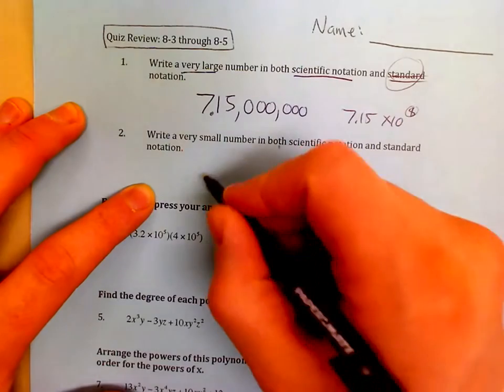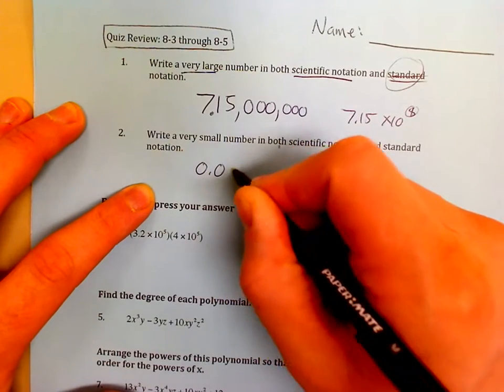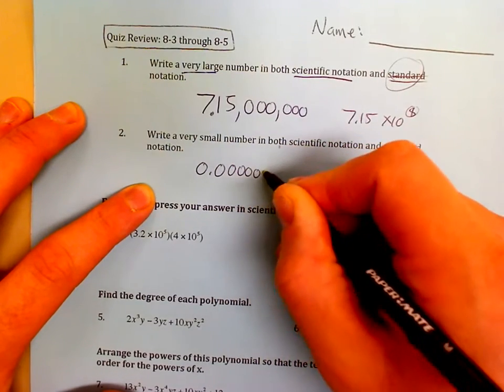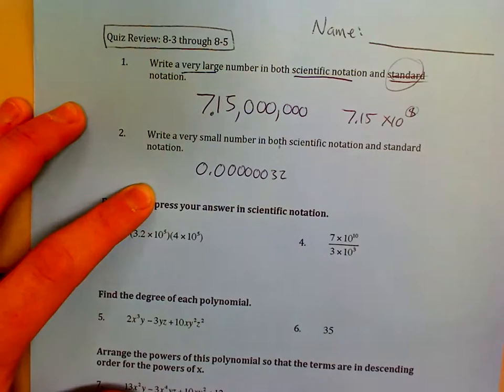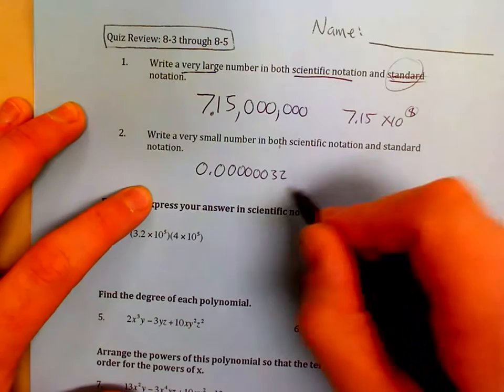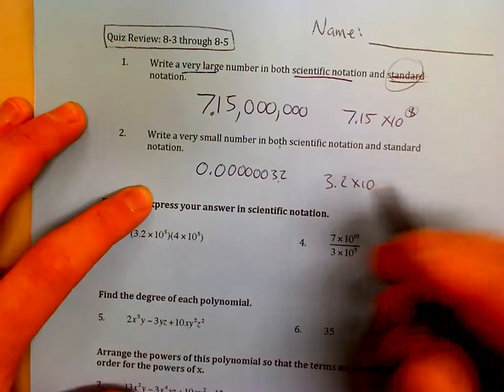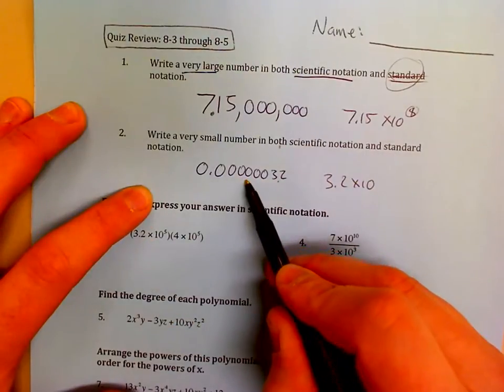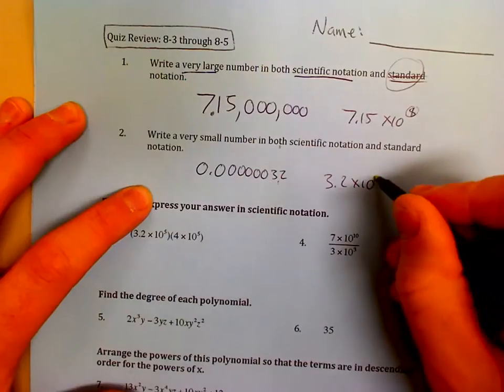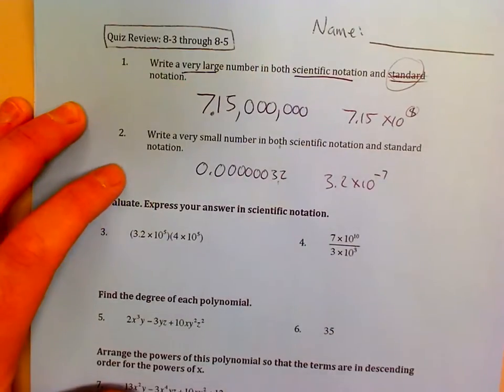I'm going to write a very small number. So my very small number has a bunch of zeros out in front, and then say 32. So I want my decimal point right here, so 3.2 times 10 to the negative 7 power.